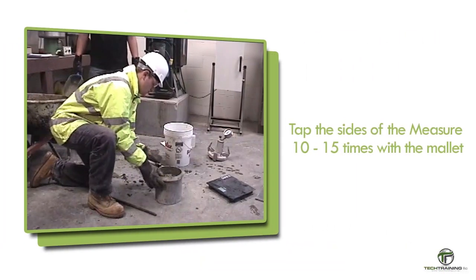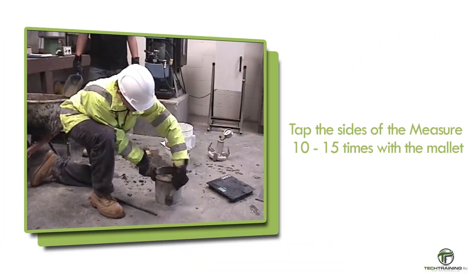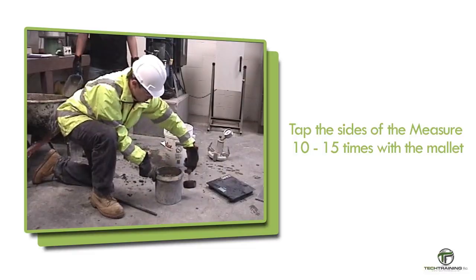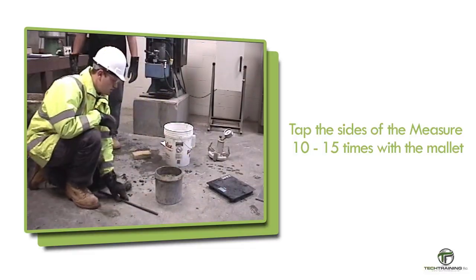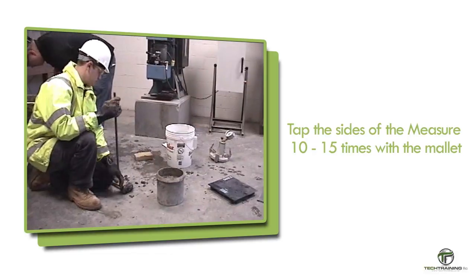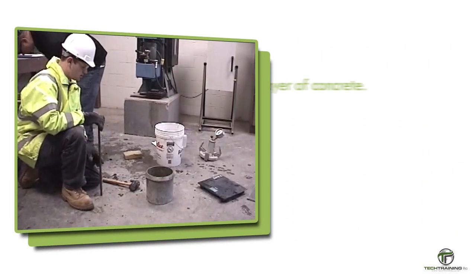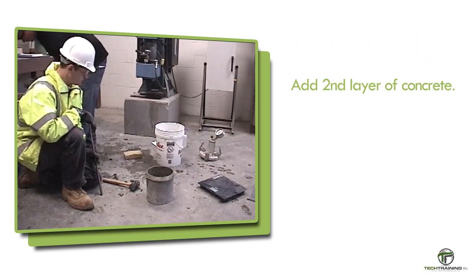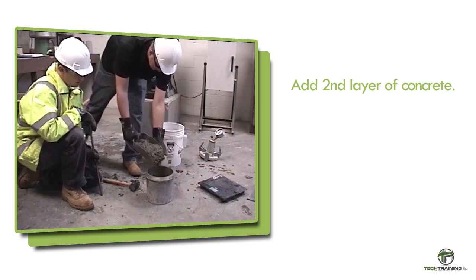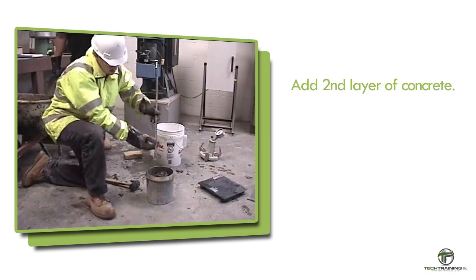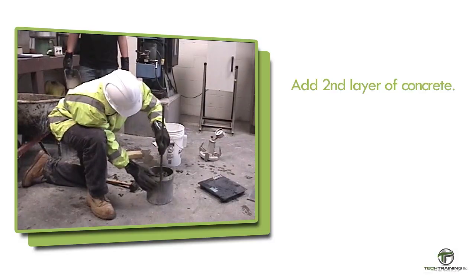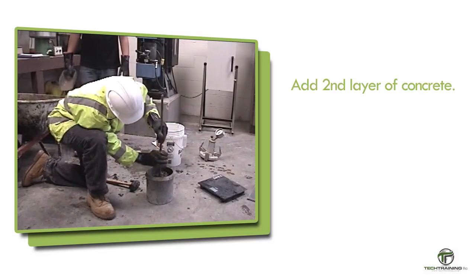We now want to tap the sides of the measure 10 to 15 times with a mallet, using such force as to close any voids left by the tamping rod and to release any large air bubbles that may have been trapped. We can now add the second layer of concrete, again moving the scoop around the perimeter of the measure to ensure even distribution and minimize segregation. The second layer should fill the measure to approximately 2/3 its volume.